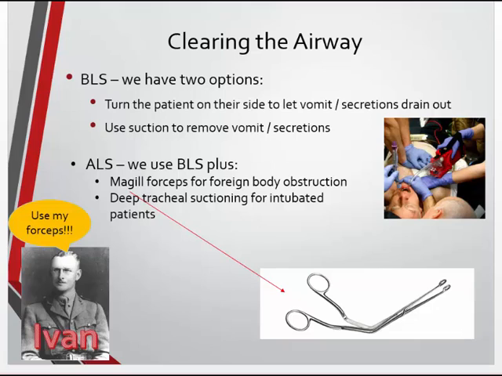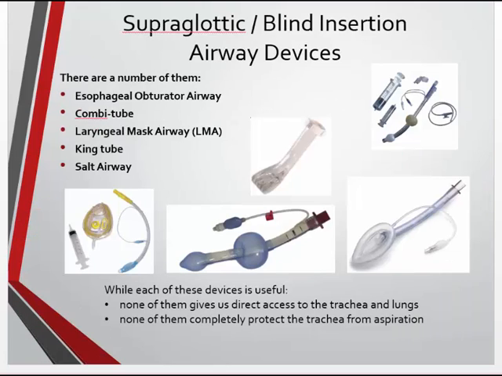ALS, we have a couple extra options here. We have the Magill forceps. This is our buddy Ivan Magill who invented them. And these are, as you know, designed to go into the deep parts of the pharynx there and pull chunks of whatever out of the way if you get big pieces of things in the throat. So this can help you remove foreign body obstructions. And then we're going to use deep tracheal suctioning too, which is of course a paramedic skill and something we'll do once a patient is intubated if need be. So we got a couple of options to clear the airway, and hopefully we're doing that with regularity.